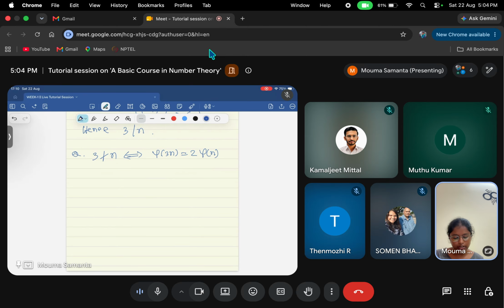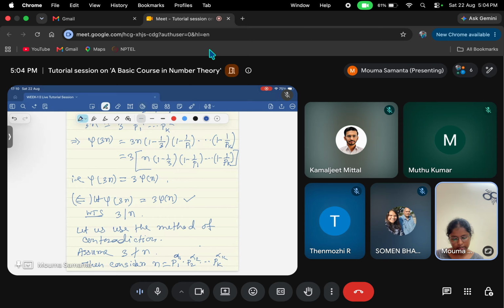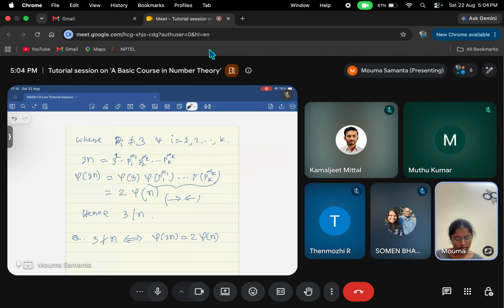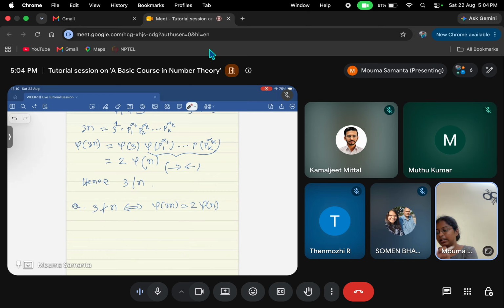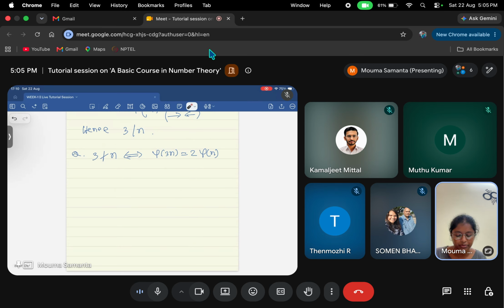Just one direction we have exactly shown here in this reverse statement. To show the reverse statement, we have actually shown this direction. So just another direction we have to show that if phi of 3n equals to 2 phi n, we have to show 3 does not divide n, and this is the thing you can show by yourself easily. And this is the last question I would like to solve, and it is something easy, and after that we will stop. It will take only 2 or 3 minutes maximum.